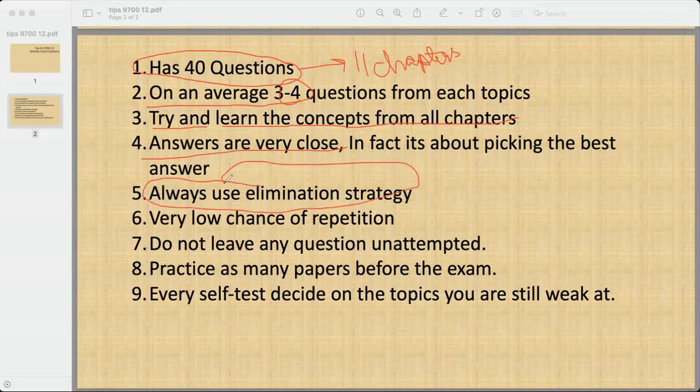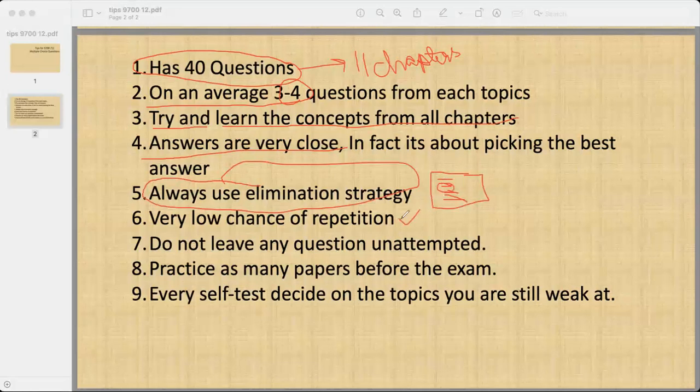Always use an elimination strategy. Out of the 4 answers which are given to you, try and cross out the ones which you're very sure are not the answers. In the end, you will be left with 2 very close answers. Now you have to think smartly: reread the question again, try and think what it is asking, and then pick the best one out of the two.